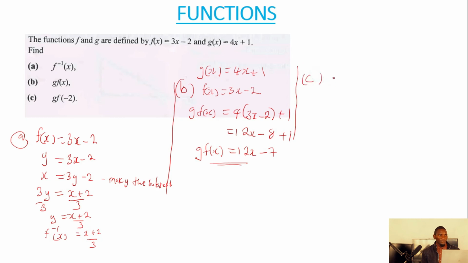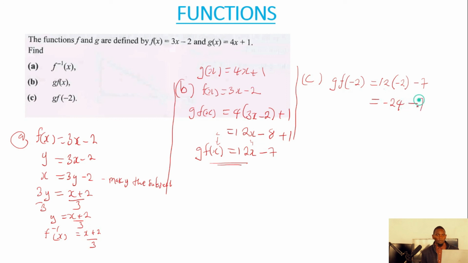Question C says find the composite function when we put in the domain negative 2. So this, it's coming from here. Remember, we have this equation. Then where there's x here, we just have to put negative 2. Which is simple stuff. So now we are saying this is just going to be equal to the same equation that we have here. We say 12, where there's x, we put negative 2, minus 7, is equal to, what is 12 times negative 2? It's negative 24 minus 7.